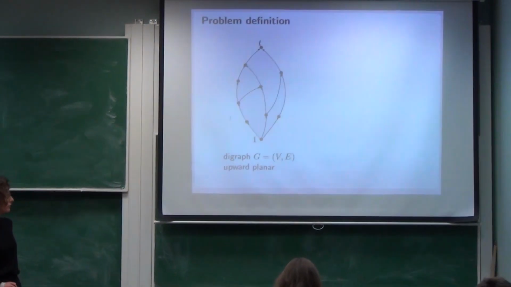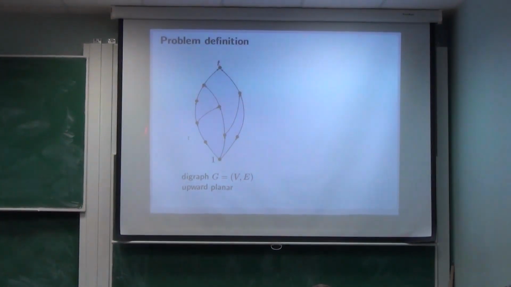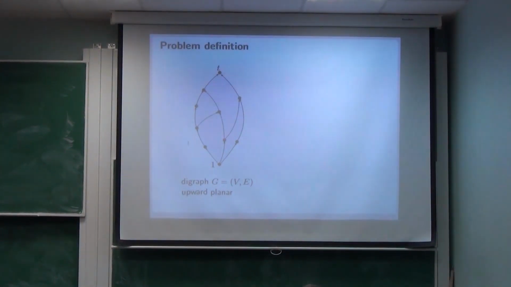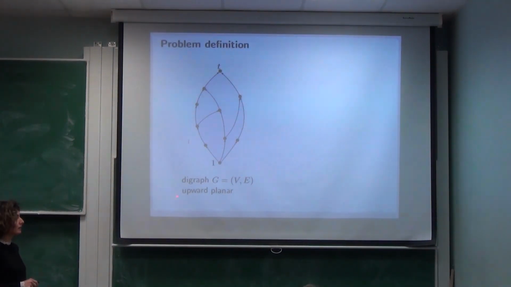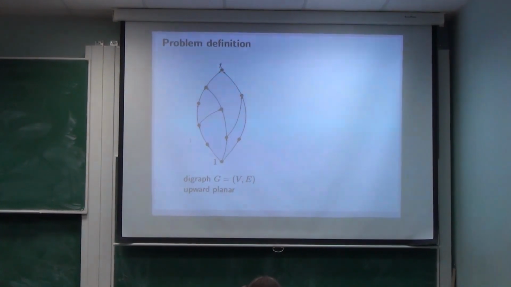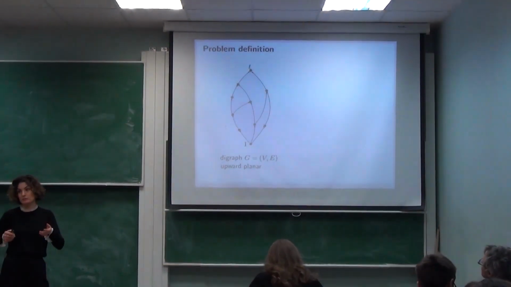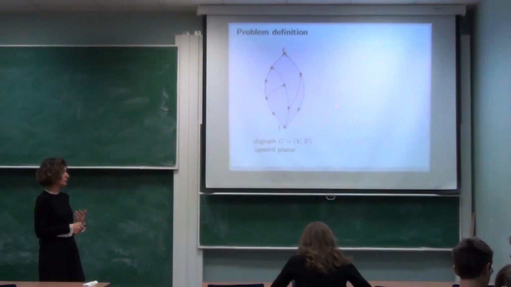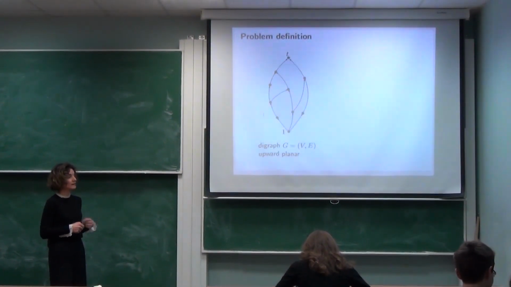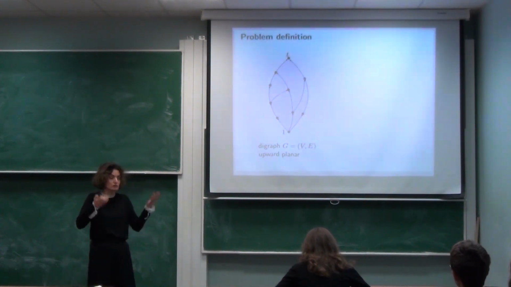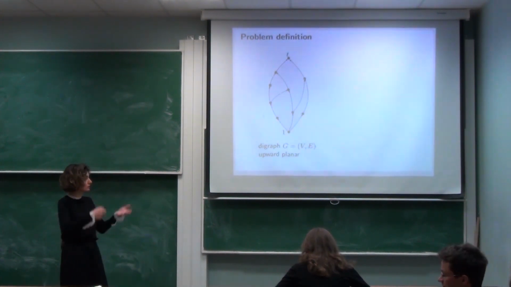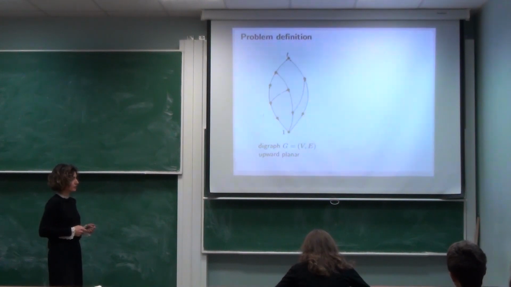The object of our study are so-called digraphs. So these are directed graphs without cycles. Not only that, they are additionally upward planar. Upward planar means that we can draw these digraphs on the plane such that all the edges are curves monotonically increasing in the upward direction, as you see here, and additionally they do not intersect each other. Yeah? So upward in the natural sense. So all edges are curves monotonically increasing in the upward direction.